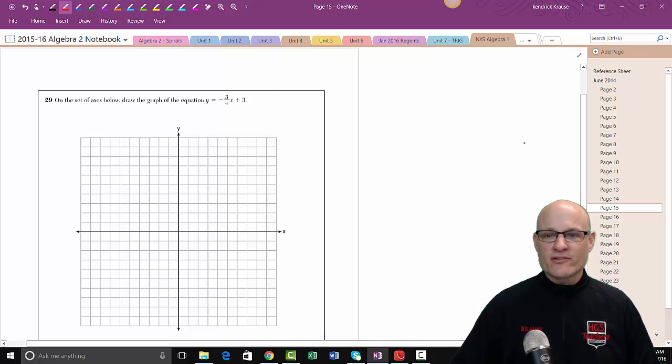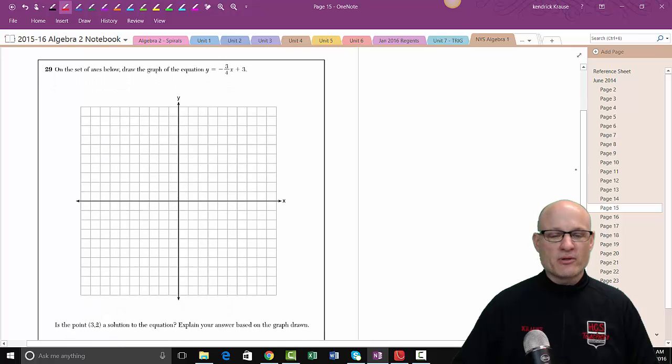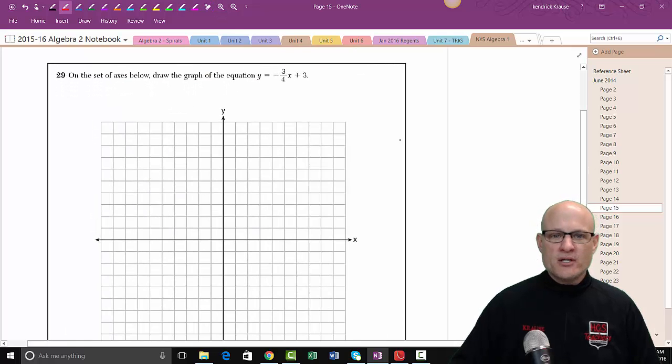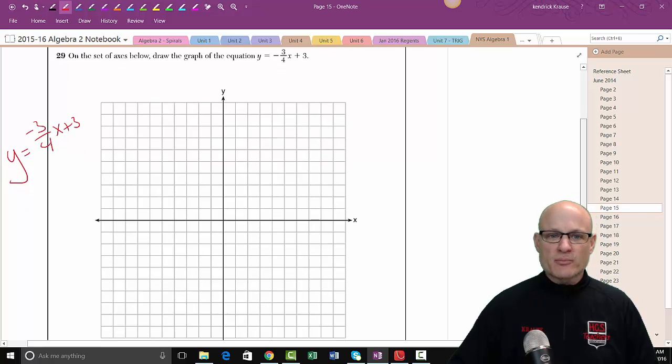Seriously? Okay, seriously, this is probably one of the simplest questions. I can't even believe this is a Common Core question. So I can't blow it up too much. Let me write the equation here off to the side. y equals -3 over 4 x plus 3. So at least I can blow it up a little bit.